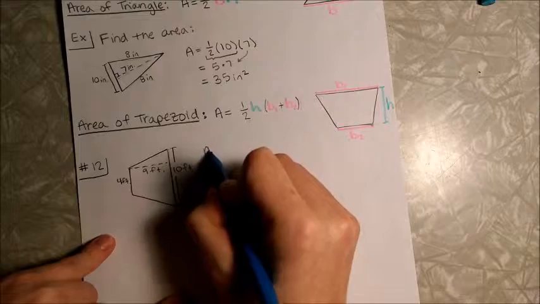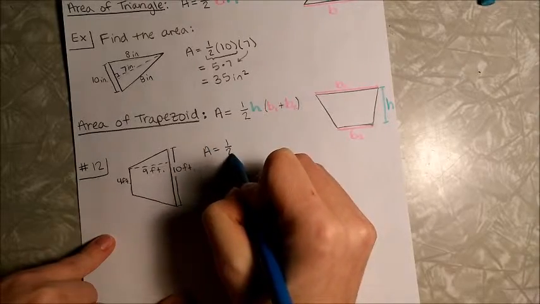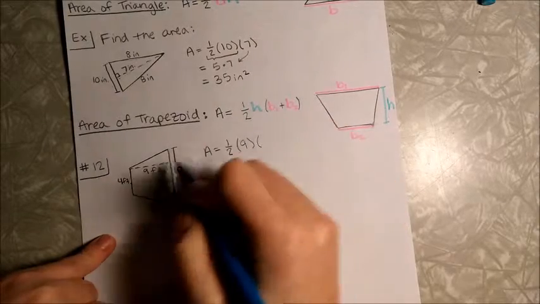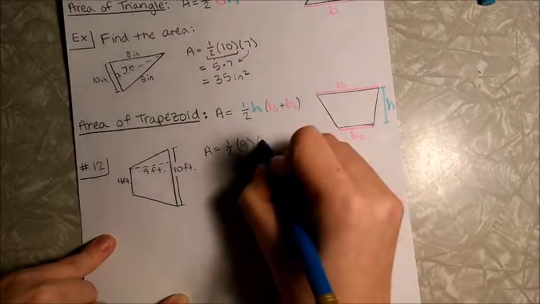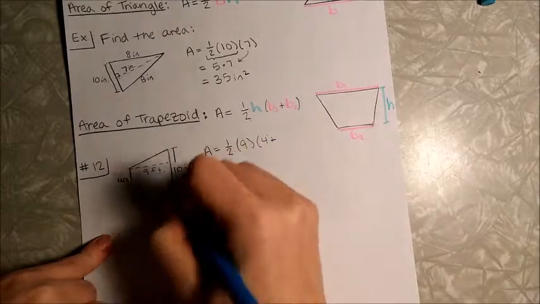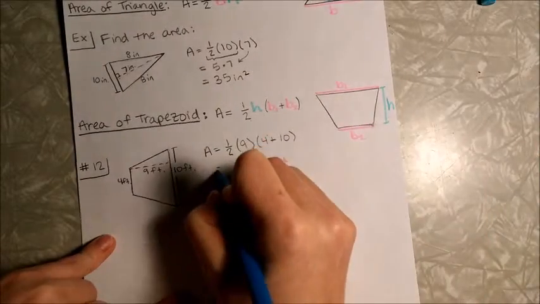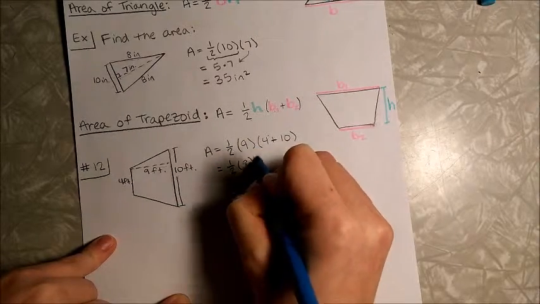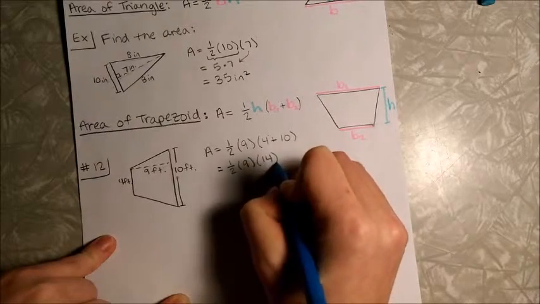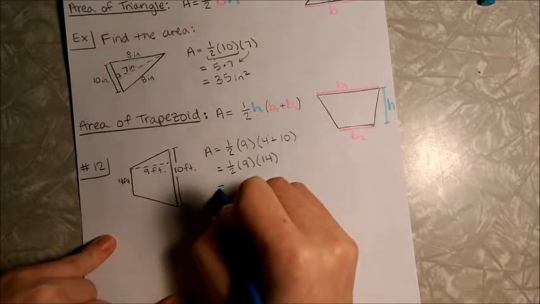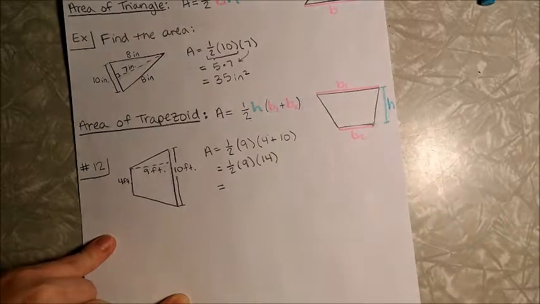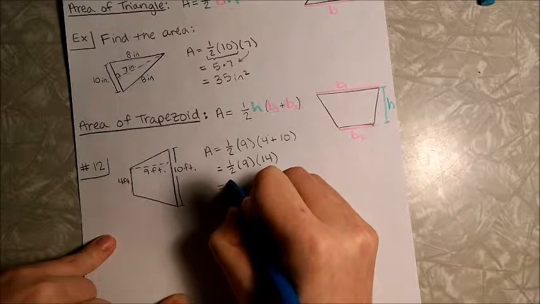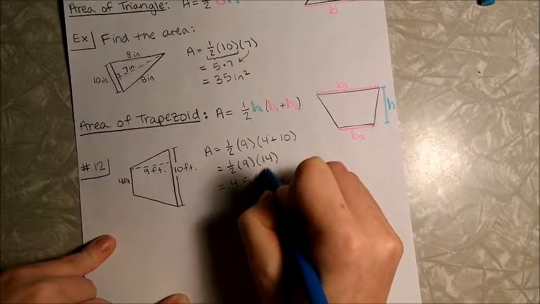So I'm just going to plug it into my formula. Area equals 1/2 times my height, which is 9 feet, times my base 1, which I'll just say is 4 feet, plus base 2, which is 10 feet. Now I have to simplify this. So I have 1/2 times 9 times 4 plus 10 gives me 14. I know that 1/2 of 9 is just 9 divided by 2. We could do the long division over here, but 9 divided by 2 gives me 4.5. So I'm going to take 4.5 times 14.